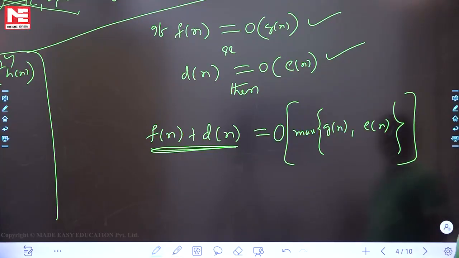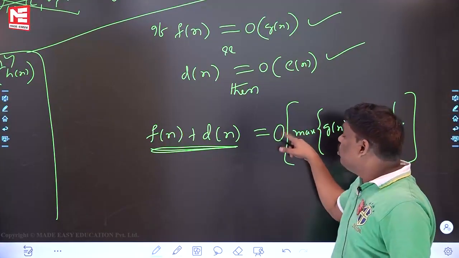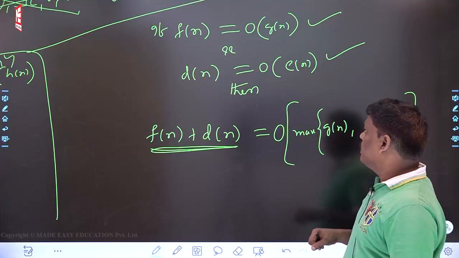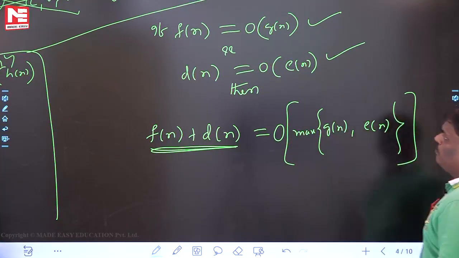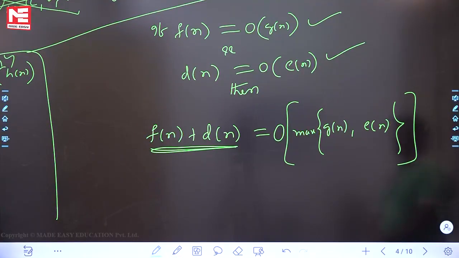Now, can you help me with one small line? Can I write omega also? It is big O only. Here also big O. Please be careful.